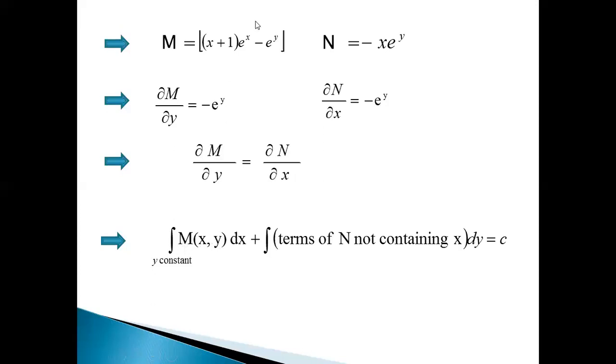So we keep this whole bracket. We keep the whole bracket, and in the second term, the term of n not containing x, there is only one term which contains x, so we have no such term. So here we keep 0 because there is no term that is not containing x. So this is the integration of m dx plus integration of 0 dy plus c.